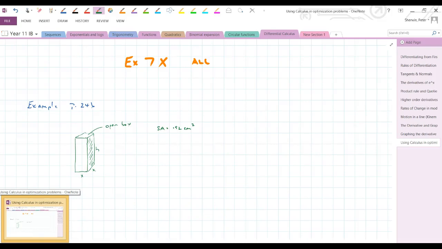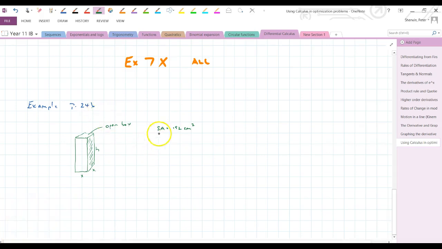Okay, we're going to look at part two now of using calculus in optimization problems. And I'm going to look at an example on page 246, example 31. So we've got an open box, square based, x by x by h. We're usually given zero information, except we have to be given some numerical information. And in this case, the surface area is 192 centimeters squared.